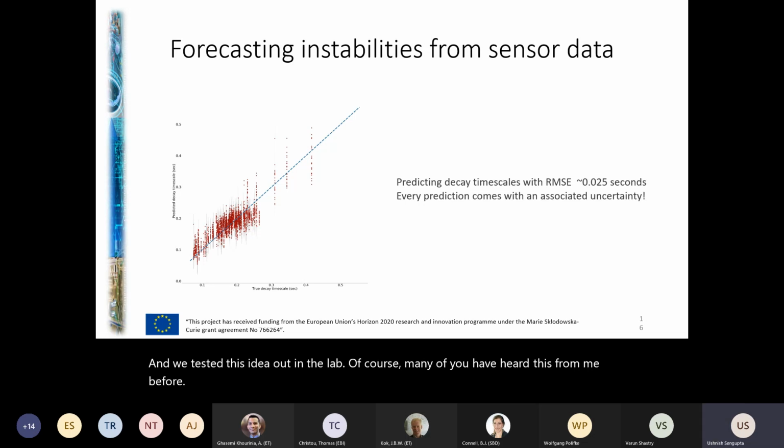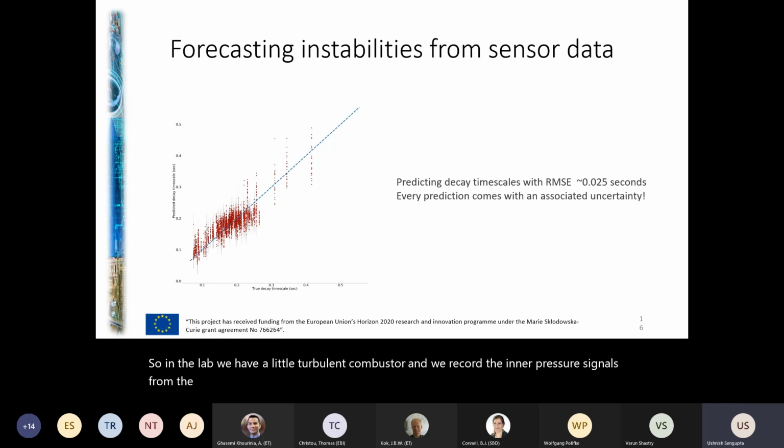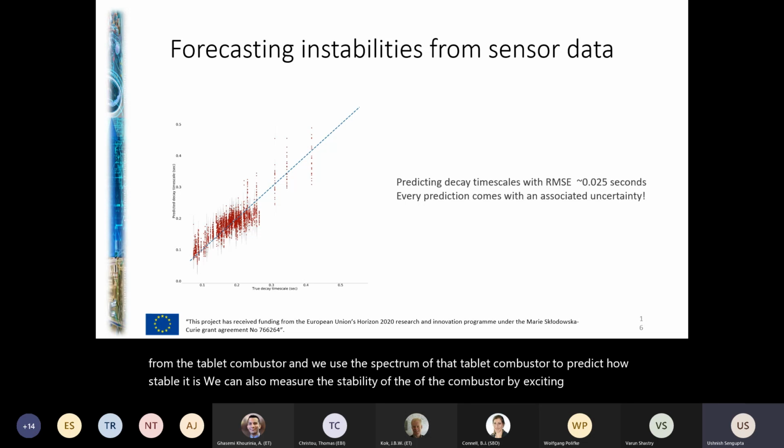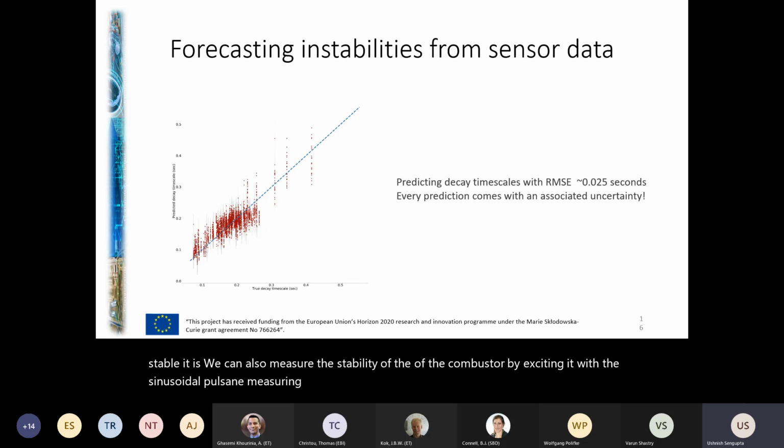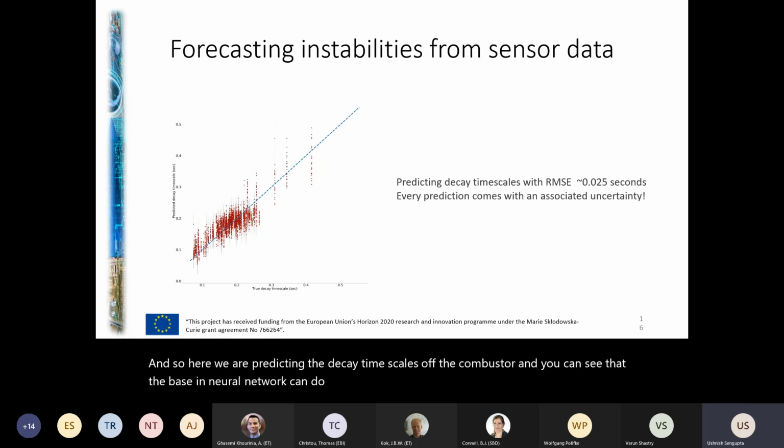In the lab, we have a little turbulent combustor, and we record the pressure signals from it, and we use the spectrum to predict how stable it is. We can also measure the stability of the combustor by exciting it with a sinusoidal pulse and measuring how long it takes for the pulse to decay. Here we are predicting the decay timescales of the combustor, and you can see that the Bayesian neural network can do it accurately, and it can also provide you with uncertainties while it is doing that.